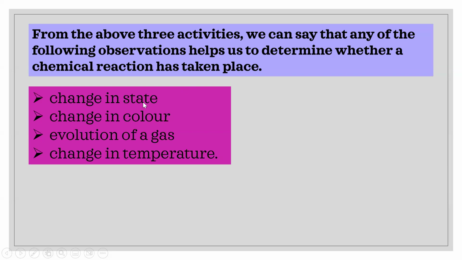That is, the first one is change in state. The magnesium ribbon is getting changed to a solid state. Next one is a change in color. In activity 1.2 you can easily see that lead iodide, PbI2, is getting formed, right? That is in yellow color, so change in color is taking place. Next one is evolution of gas. In activity 1.3 we can easily see that on adding hydrochloric acid to zinc granules, H2 gas is getting evolved, and that results in the change in temperature because it is an exothermic reaction.